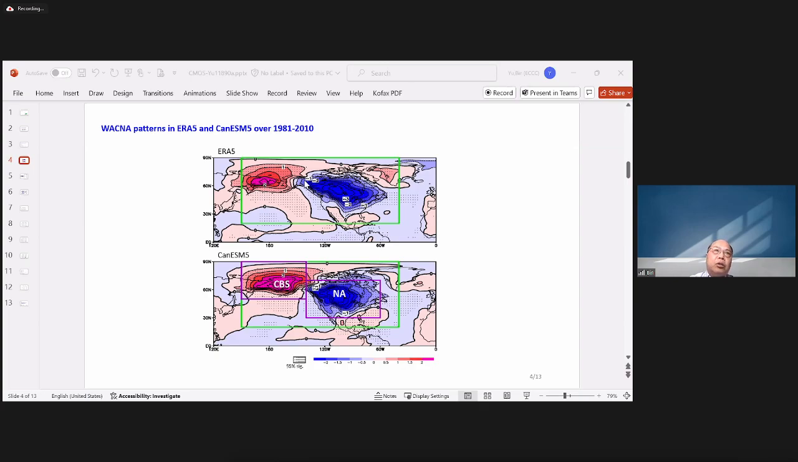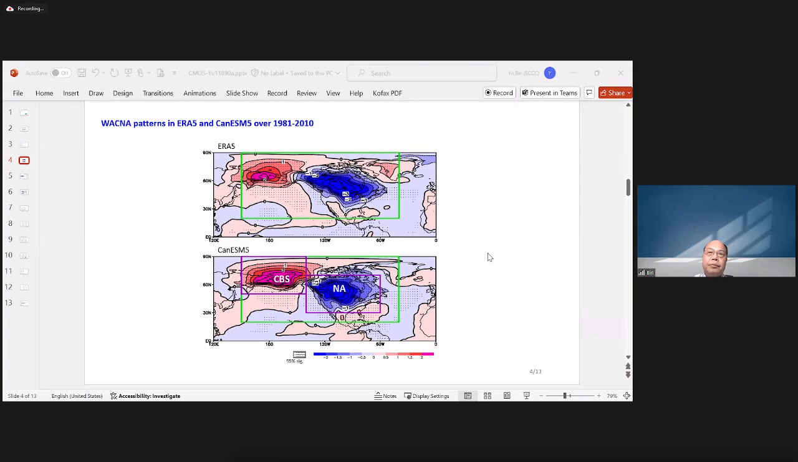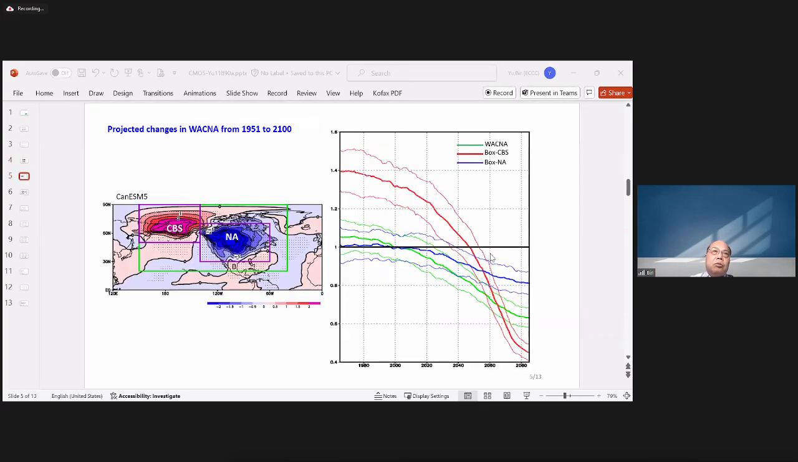The pattern shows a dipole structure with opposite centers over the Chukchi-Bering Sea, or CBS for short, and the Great Plains over North America. Kang ESM5 can reasonably well simulate these patterns, but the action centers are slightly stronger, and it also shifts slightly eastward.